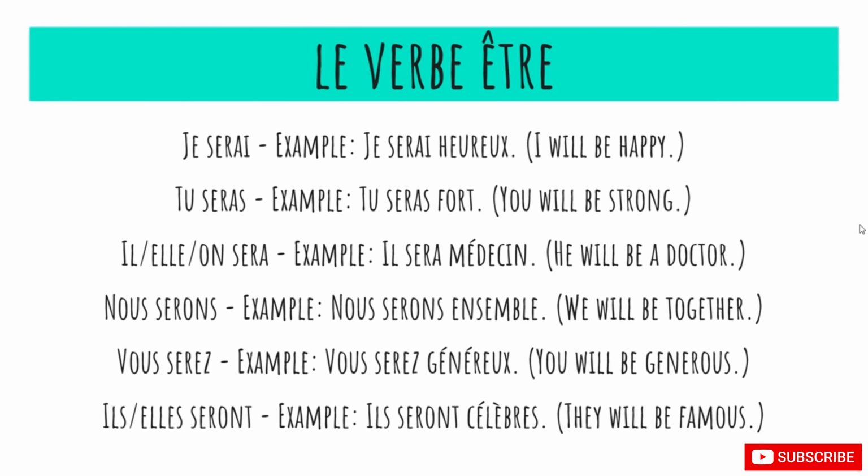Let's see some examples. Je serai heureux. I will be happy. Tu seras fort. You will be strong. Il sera médecin. He will be a doctor. Nous serons ensemble. We will be together. Vous serez généreux. You will be generous. Ils seront célèbres. They will be famous.